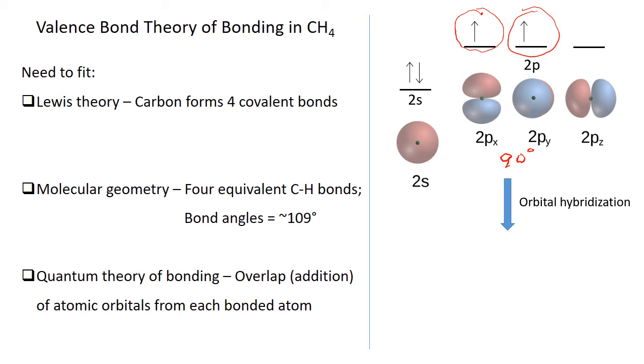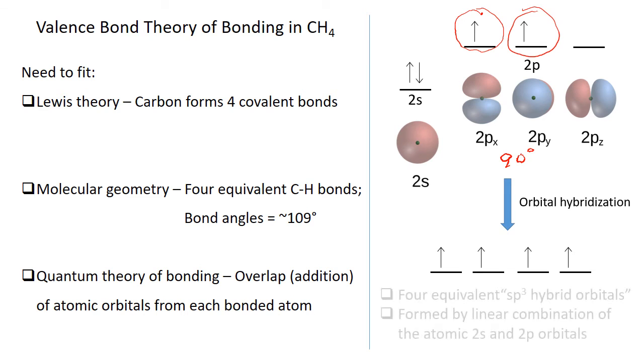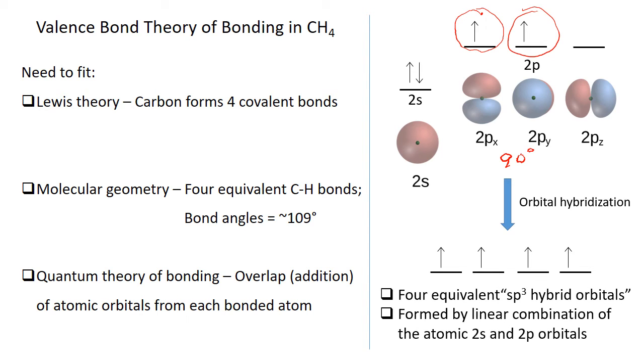So what Pauling proposed is that I get a combination of the wave functions, the 2s, the 2px, the 2py, 2pz, and since I'm starting with 4 functions going in, I need 4 functions in my final result. So what I get is 4 new orbitals that I'll call sp3 hybrid orbitals. These are formed by what we call linear combinations of the atomic 2s and 2p orbitals of carbon. So there's a lot to unpack there.